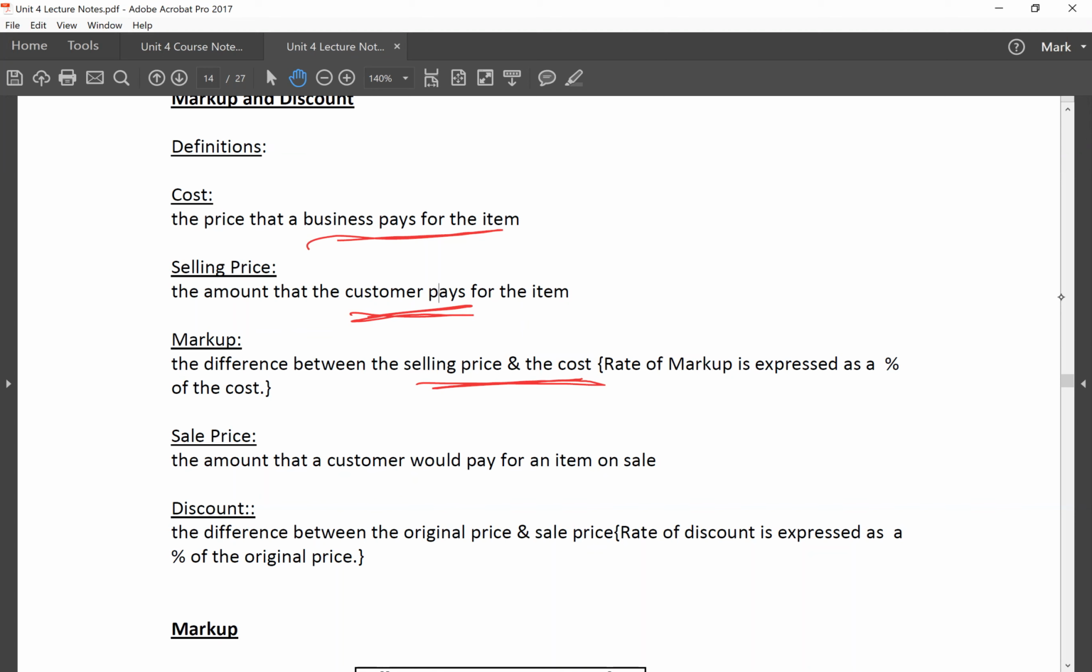So you can calculate the markup as a percentage, meaning say you buy items from a wholesaler, like you're selling fruit and vegetables.